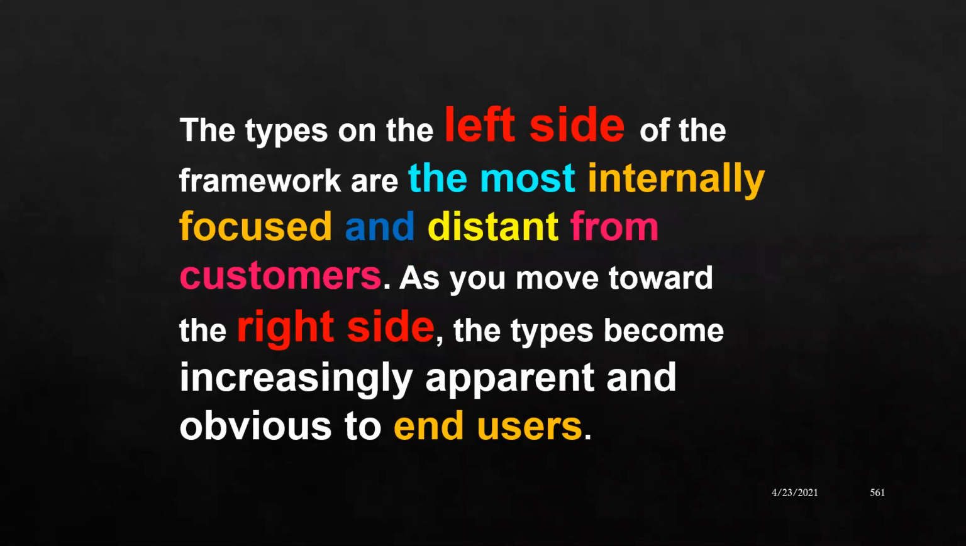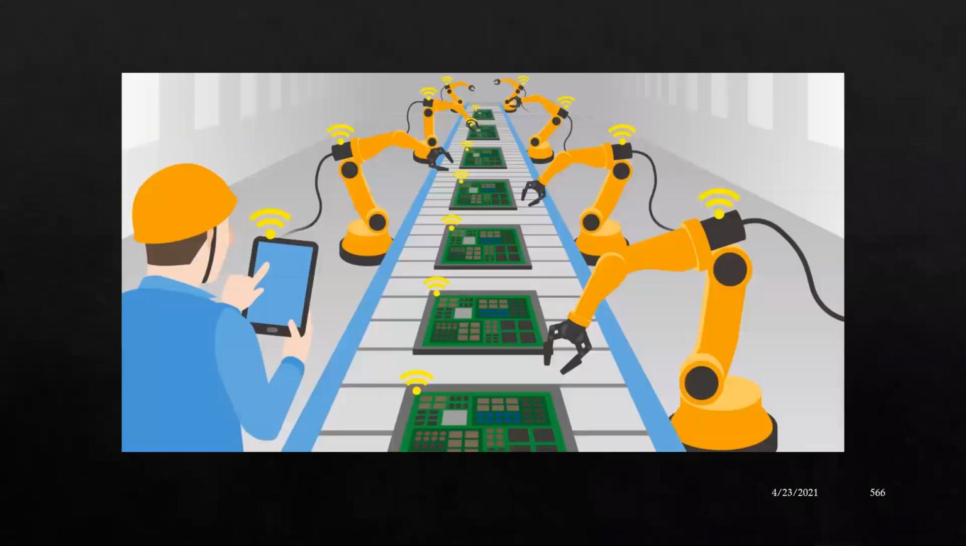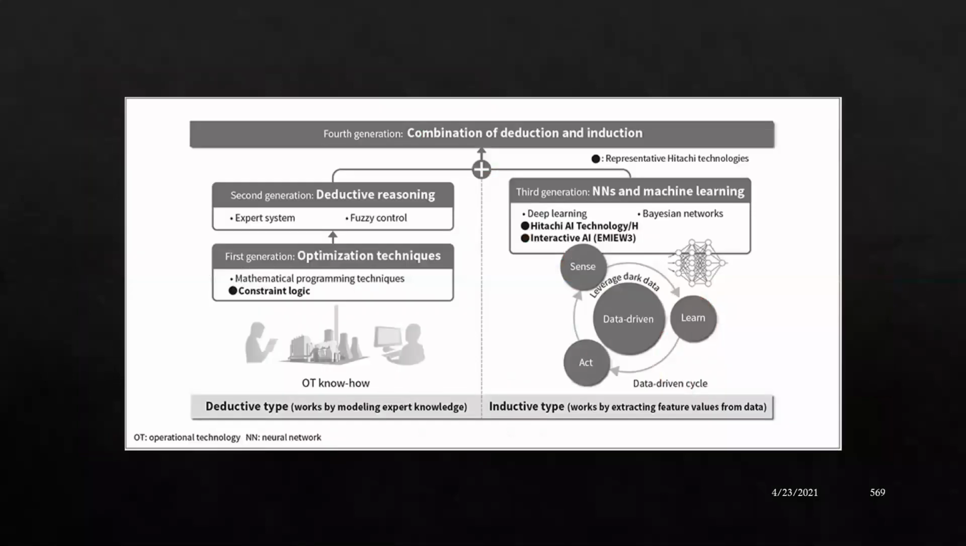Things like that. Okay, the left-hand side of the framework is the most internally focused, and a bit further from the experience, but not necessarily further away from the customer, because with IoT sensors the distance is a bit closer. And as you move towards the right side, to these offering and experiences, the types become increasingly more obvious to the customers. So there are a lot of things happening, all these different types of processes and technological innovations that you can look into.